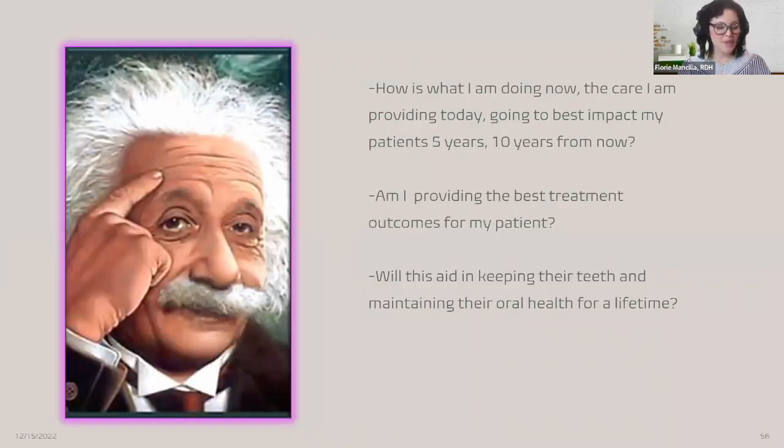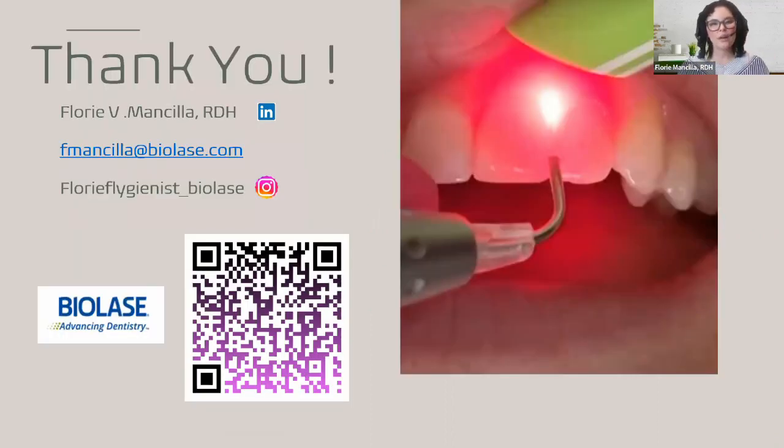So I'm just going to leave you with this. Is the treatment that you're doing now going to be providing the best care for your patients? Are you getting the treatment outcomes that you want? And is this going to help your patients in keeping their teeth healthy for a lifetime? So keep that in mind, and I will leave this slide up. There's a QR code there if you want some more information on any of our lasers. You have my email there. If you have any questions, you can shoot me an email or ask Joe.